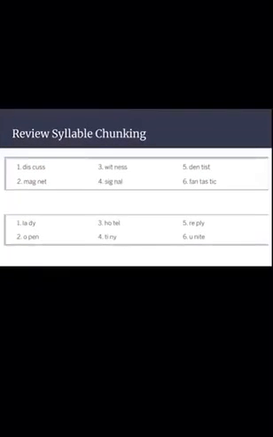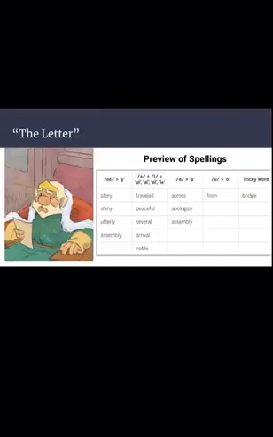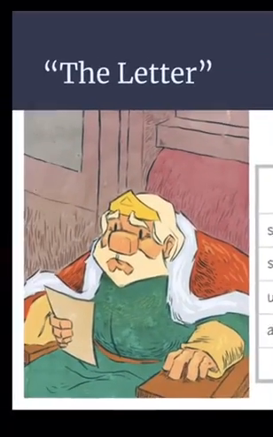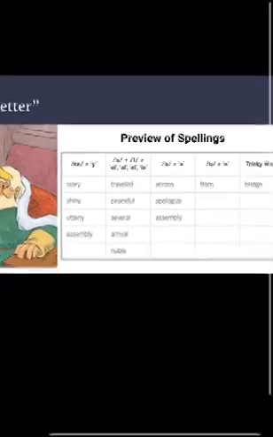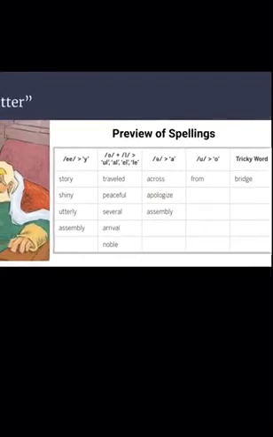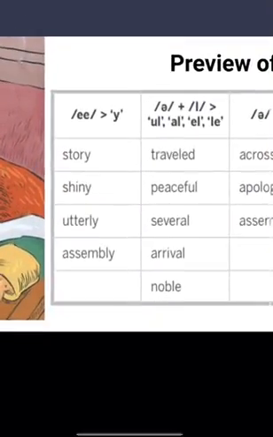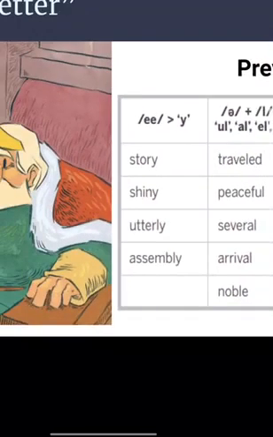Okay, let's go on to our next slide. Ooh, we're jumping into our story called The Letter. Go ahead and make your prediction. What do you think the story is going to be about? Okay, and let's look at our preview of spellings chart. Let's look in our first column. We have that long E sound spelled with a Y. Let's read these words together. We have story, shiny, utterly, assembly.